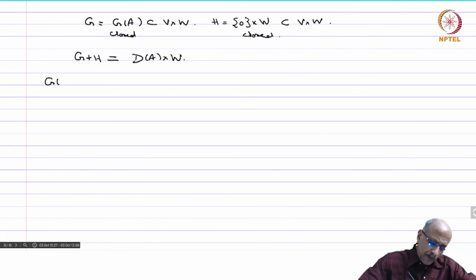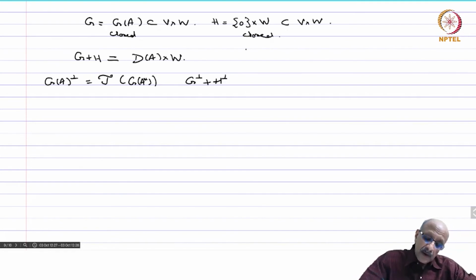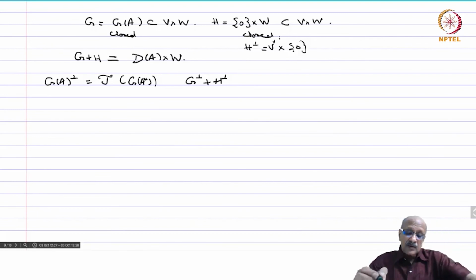Now, G of A perp is J of G of A star, flipping and putting a minus sign, and therefore we have G perp plus H perp. Now, what is H perp? H perp, you want to kill everything here. For the second one, if you want to kill all of W, you will have to be 0, and if you want to kill 0, any element is fine. So this will be V star cross 0.